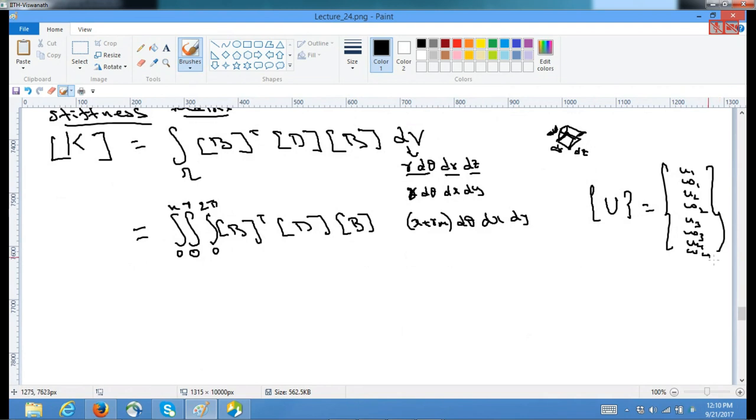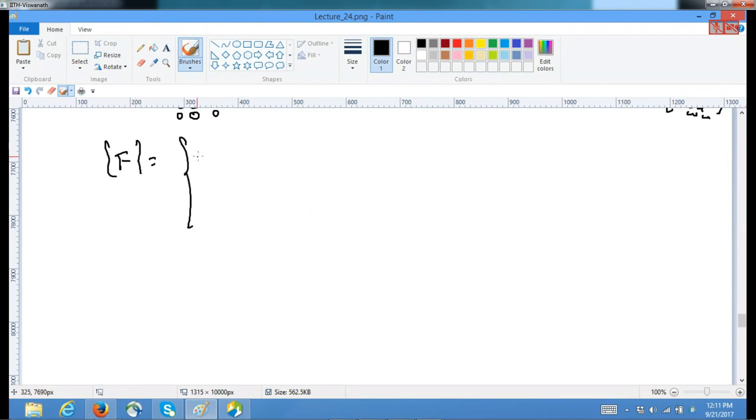Similarly, let us compute the force vectors. The force vectors also consist of the radial force Fr, then the theta direction, where there is no circumferential loading, and then we'll have the axial loading Fz.